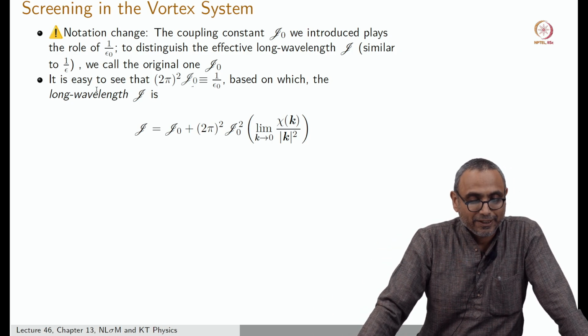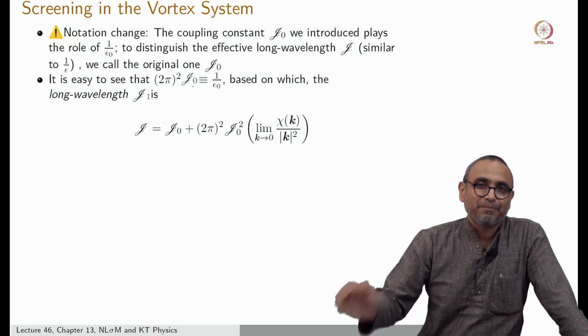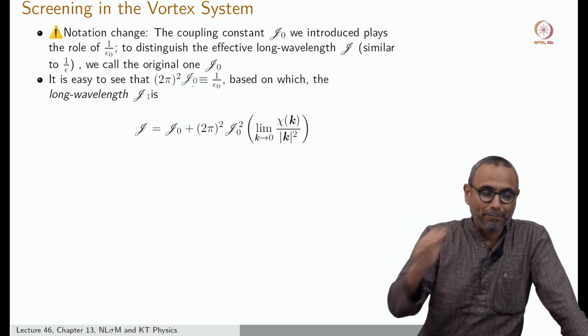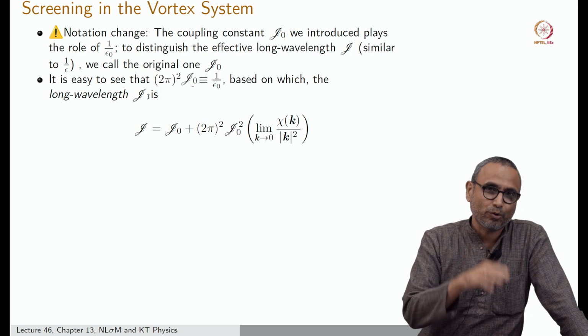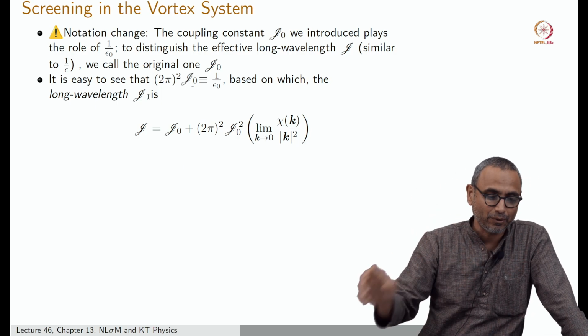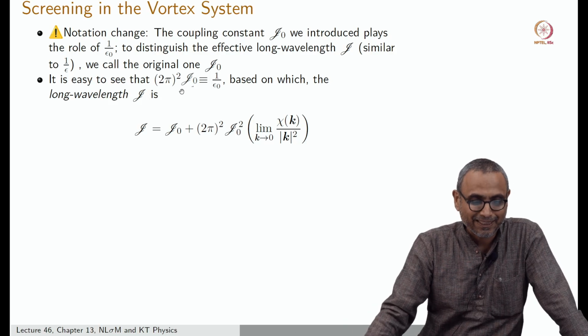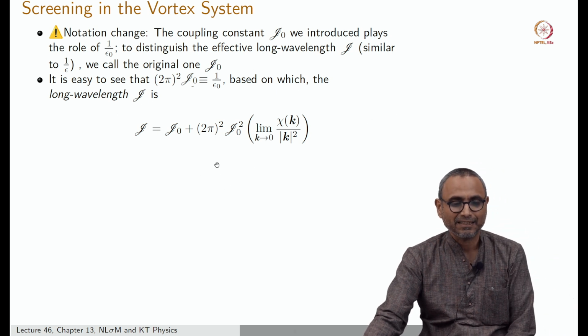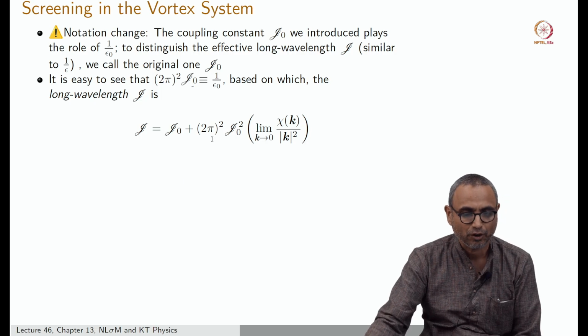All right. So now, if you go by analogy, you compare the electrostatic equation we wrote on the previous slide and the equation for W, etc. that we wrote down, you can show that effectively this 2 pi square J0 looks like 1 by epsilon 0, and the long wavelength J is related to the short wavelength J by exactly this result. Okay, so that's the result. So you just got some factor of 2 pi square, it's not very important.